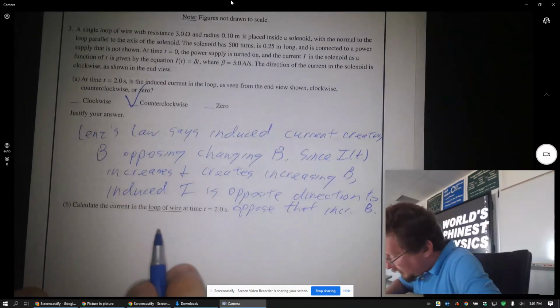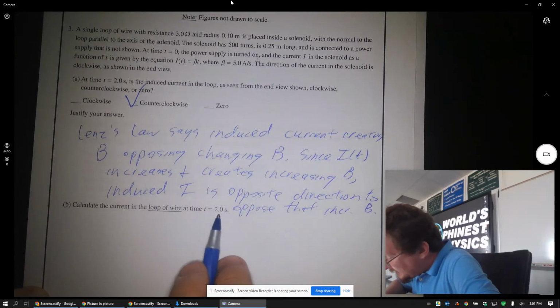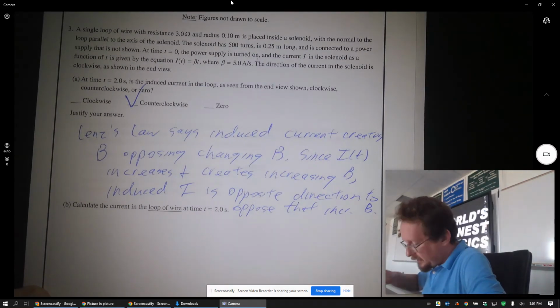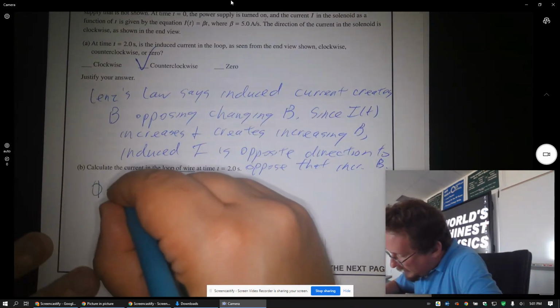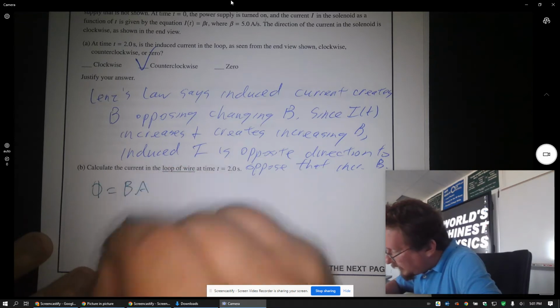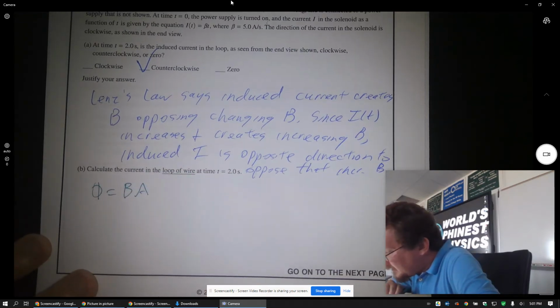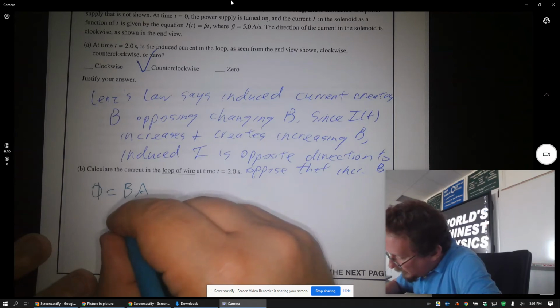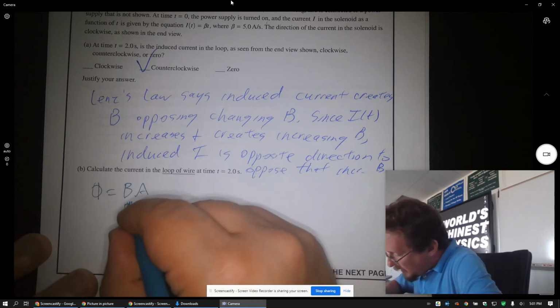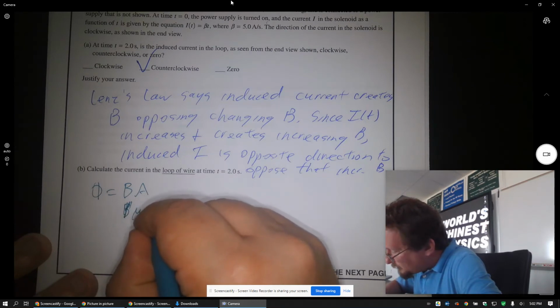Okay, calculate the current in the loop of wire at time t0. Wow, seriously? Okay, there's going to be a lot to this. All right, so flux is B times area. Do we have an area for the little loop? Oh, no, we have a tiny radius. Glorious. Okay, so we have a magnetic field. Oh, what is the magnetic field from a solenoid? Mu naught times number of turns per meter.